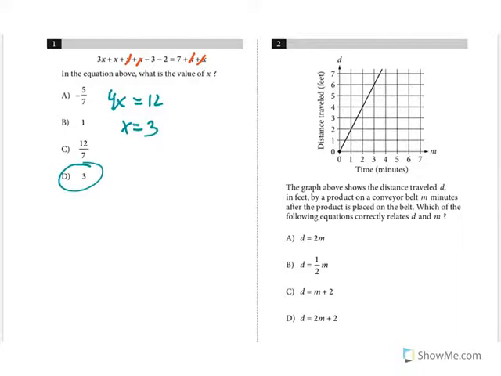The graph above shows the distance traveled, d, in feet by a product on a conveyor belt m minutes after the product is placed on the belt. Which of the following equations correctly relates d and m? So we're looking at a linear equation here. We're talking about the form y equals mx plus b.